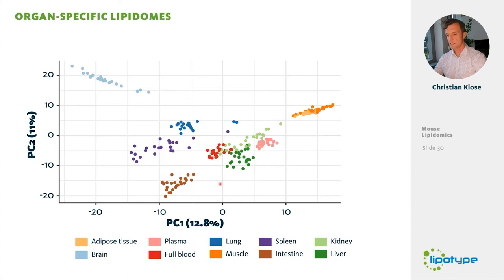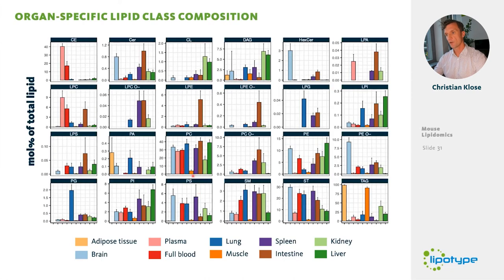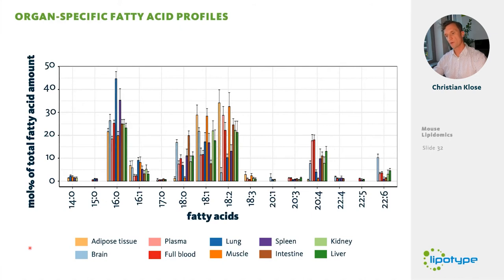This is the level of the lipid classes. Actually, this is the level of the individual lipid molecules. But we can, of course, also look at the organ-specific lipid class composition. It's a lot of data, but the bottom line is, every organ has a very specific lipid class composition. This is the result of this experiment. And we can go a little deeper and look at the fatty acid profiles and come to the same conclusion. Each organ shows a very specific fatty acid profile. So here again, this gives rise to the specificities in the classes that we've seen in the previous slides.